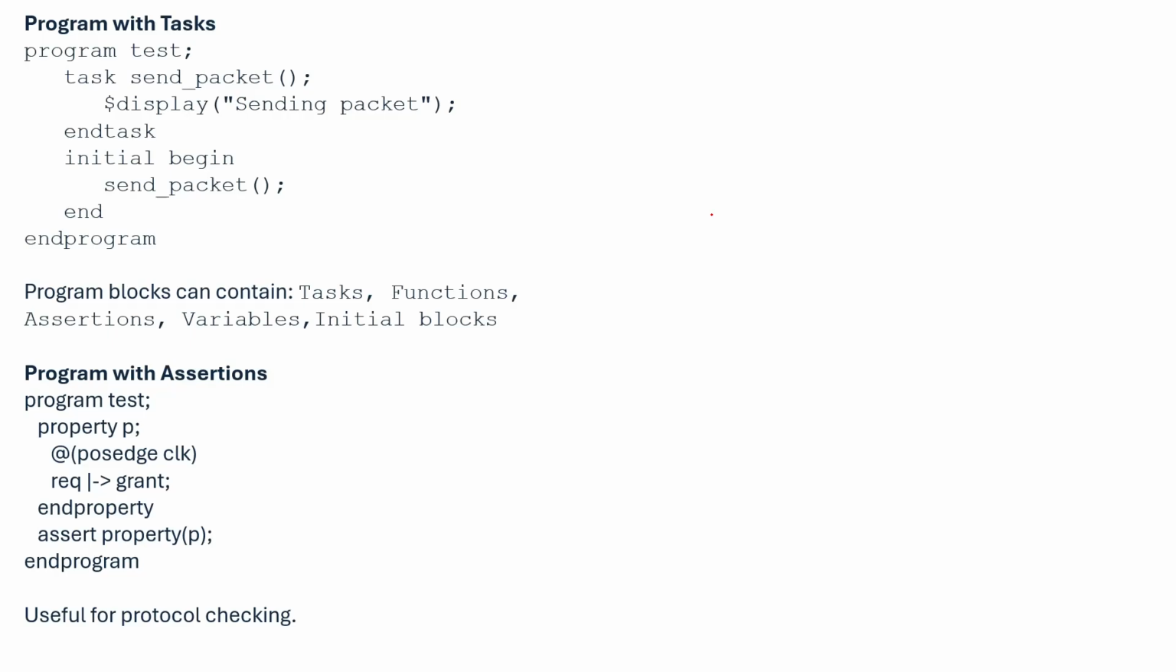So I'm writing the program block. Same thing. We can write tasks in the program block, and assertions also we can write in our program block. So what are we writing here? Task send_packet, and then initial begin and send_packet I am writing here. A program block can also contain tasks, functions, assertions, variables, and initial begin blocks.